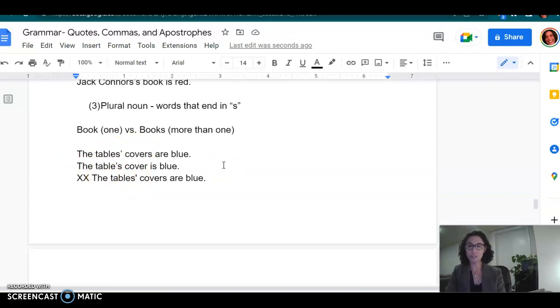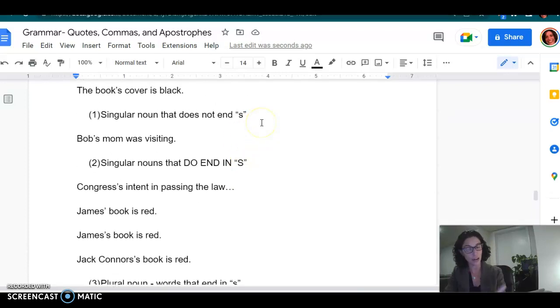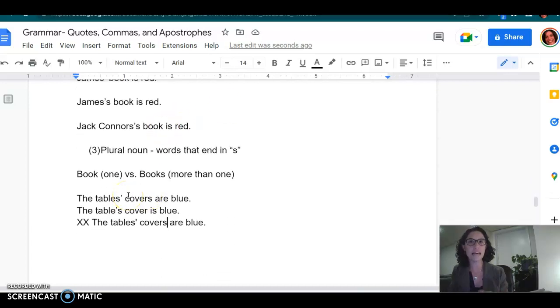Okay, so now we've gone over 3 different examples of using apostrophes. Number 1, singular nouns that do not end in S, we add an apostrophe S. Singular nouns that do end in S to show possession, same rule. We add an apostrophe S. Plural nouns, when the plural is made by the addition of the S, to show possession, all we do is add the apostrophe. We don't need apostrophe then an S, because that is confusing, that's not a word, the tables is. Okay, you with me so far?